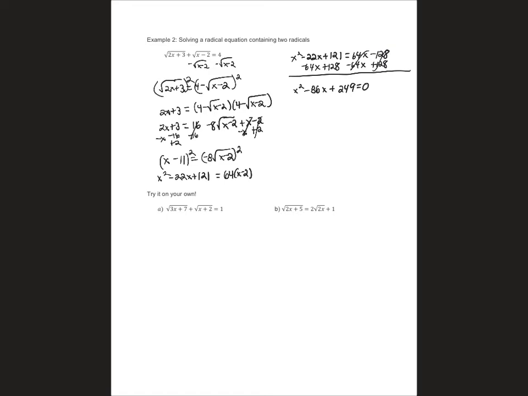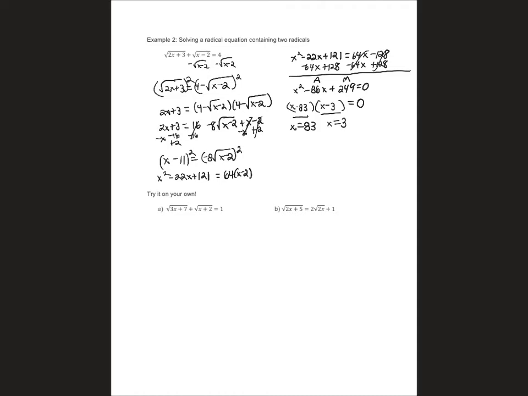This is a quadratic equation. We can go ahead and factor this. Now feel free to use your calculator if you need to, but I need to come up with two numbers that multiply to 249 and add to negative 86, which will be negative 83 and negative 3. So I can set these factors equal to 0, and I get two answers. x equals 83, x equals 3.